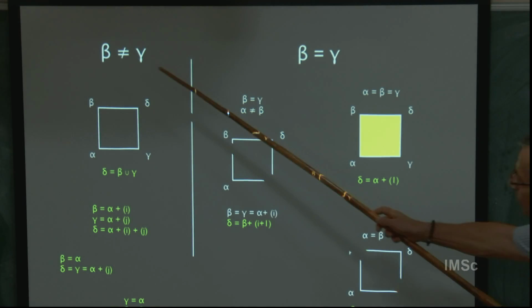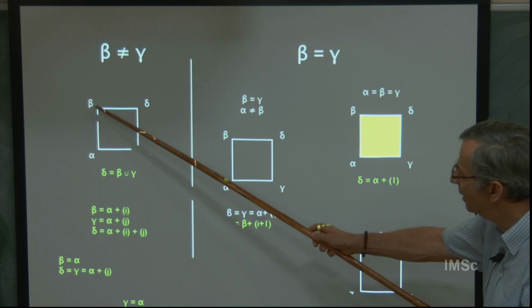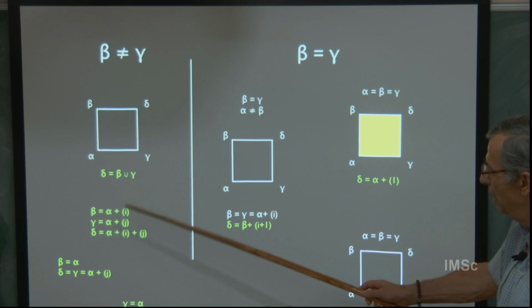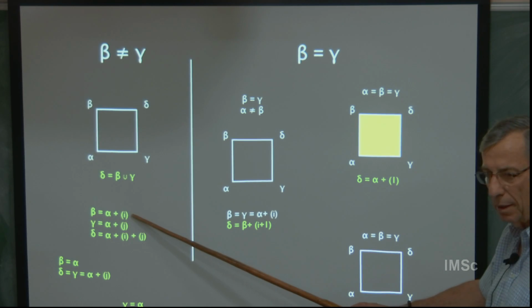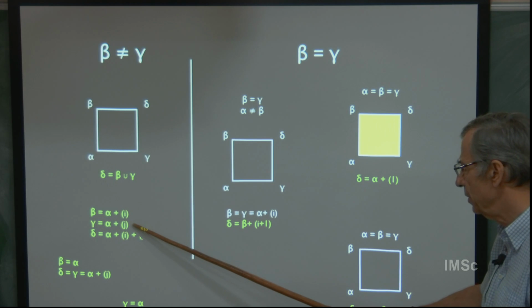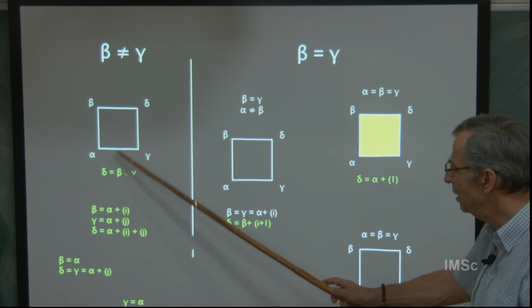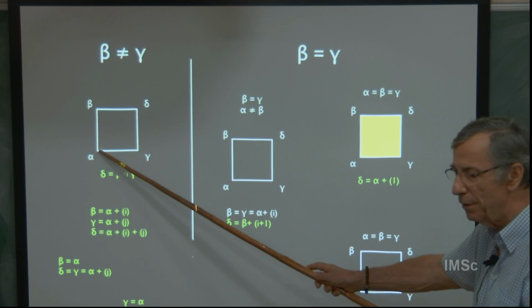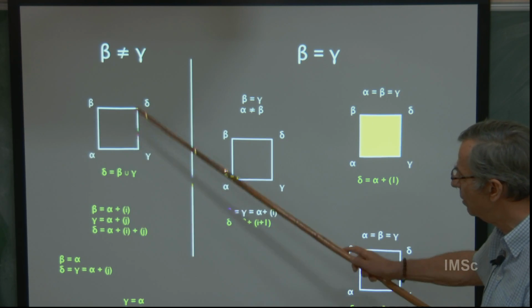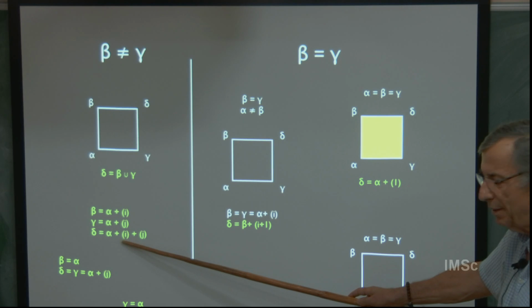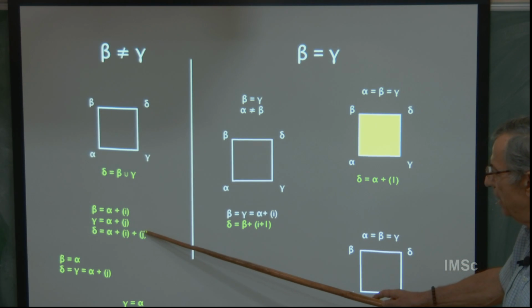So I can say the first case, when I write delta equal beta union gamma, in fact I can specify that maybe beta is alpha plus I, and gamma is alpha plus j. In that case, if beta differs by one cell and gamma differs by one cell, in the rows I and j, then delta is a union of all this. It's adding at row I and row j.